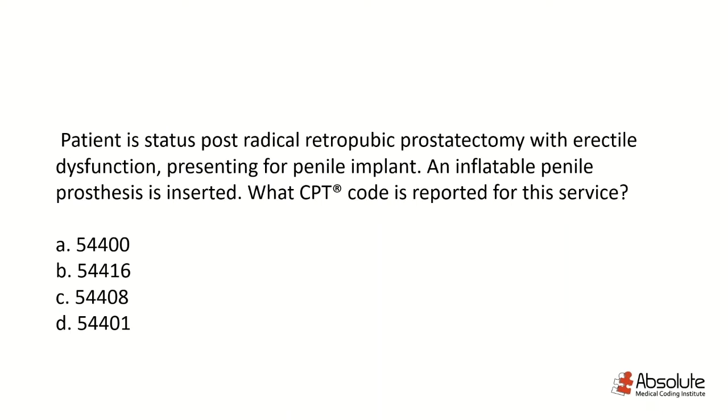Okay, coders, we have A 54400, B 54416, C 54408, D 54401. Patient is status post radical retropubic prostatectomy with erectile dysfunction, presenting for penile implant. An inflatable penile prosthesis is inserted. What CPT code is reported for this service? You got this, coders.